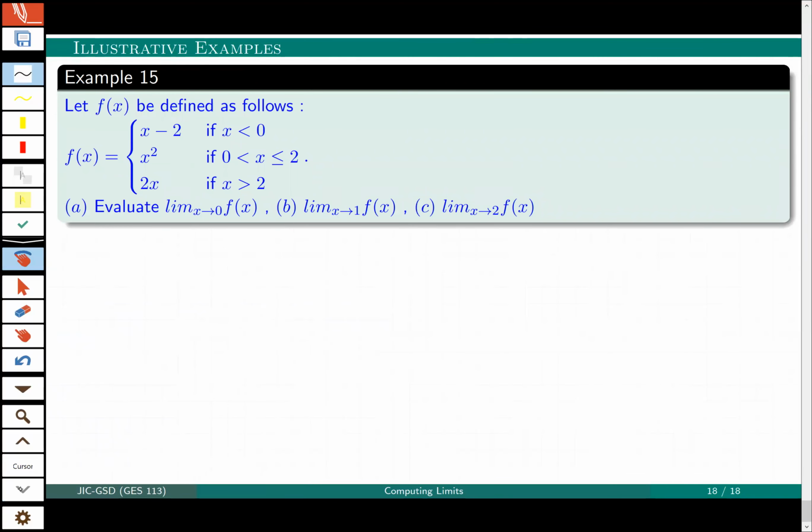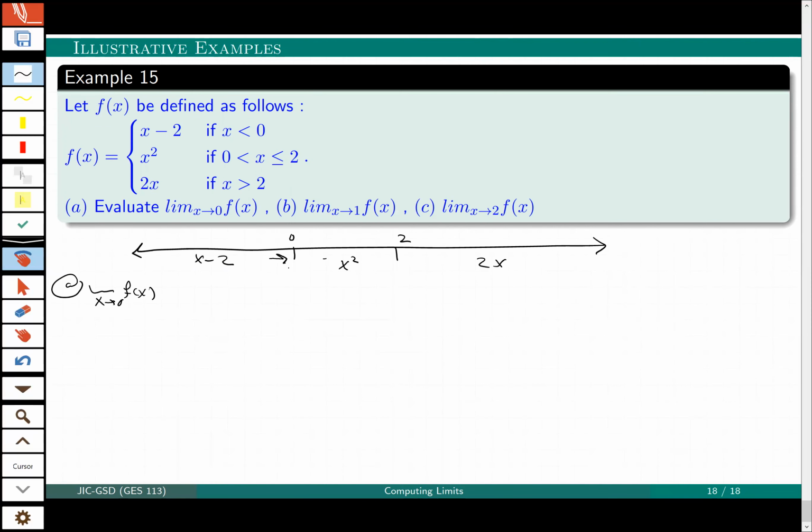That's the question. Here we have to understand our function. We have 0 and we have 2. Before 0, it's x minus 2. Between 0 and 2, it's x squared. After 2, it's 2x. So when he asked me about the limit when x goes to 0 for the function, I should tell him before I have 0 from left and 0 from right. This is left of 0, this is right of 0.